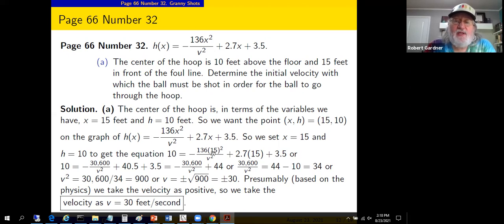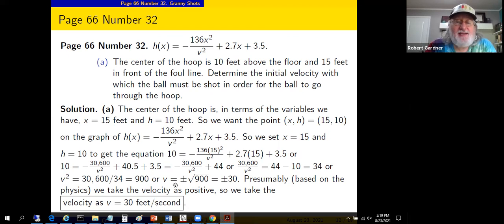Simplifying a little bit, 15 squared times 136 is 30,600. 2.7 times 15 is 40.5. I would certainly rely on a calculator for this stuff. Let's see, we can combine these two. That's 44.